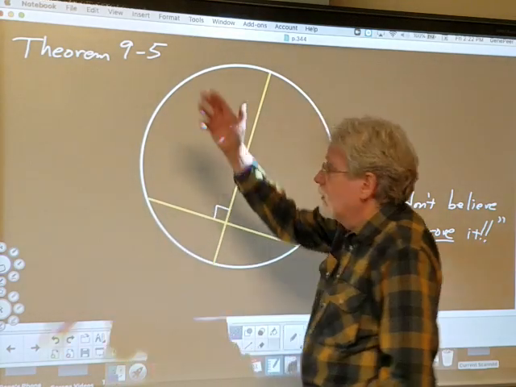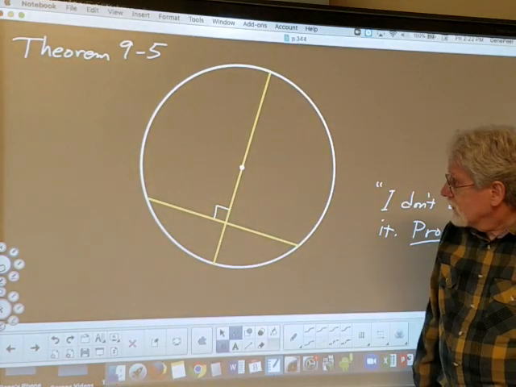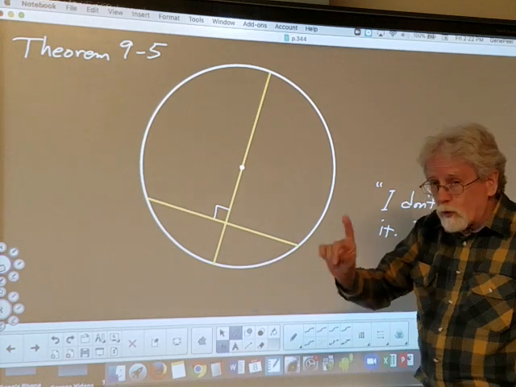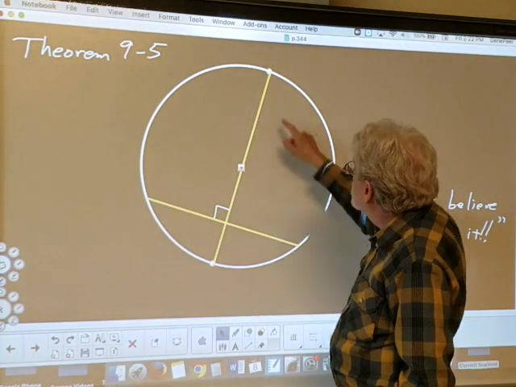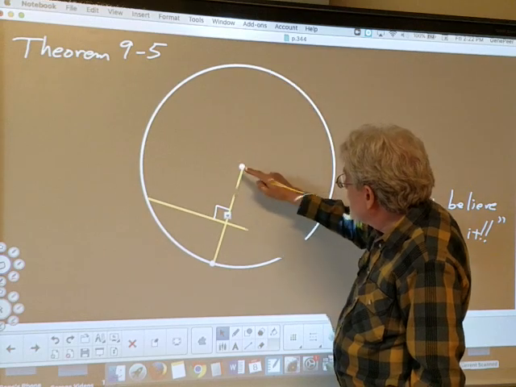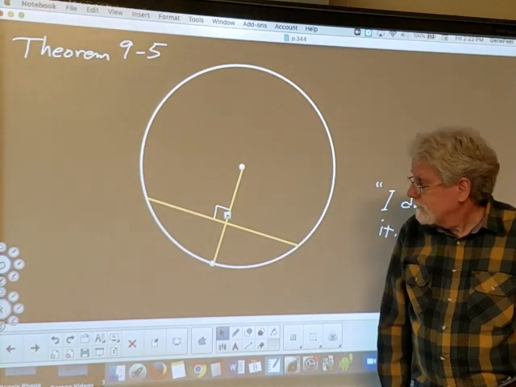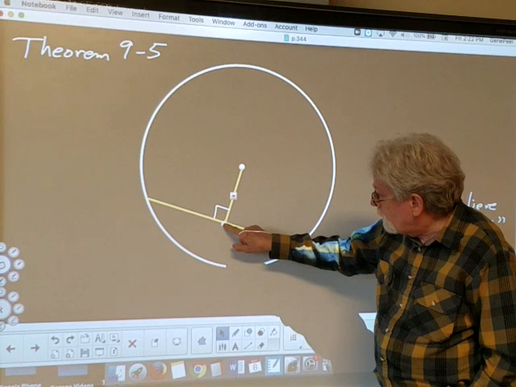This is Theorem 9.5. If I have a diameter, or by the way, it could be not just a diameter, it could be, there we go. It could be a piece of a diameter, or it could be an even smaller piece of a diameter.